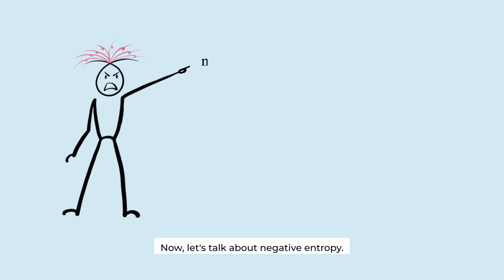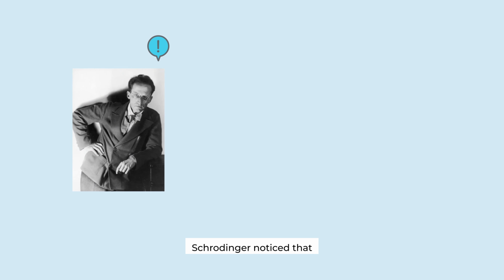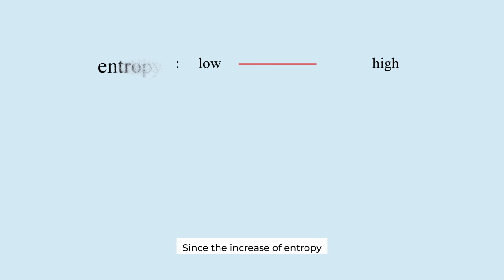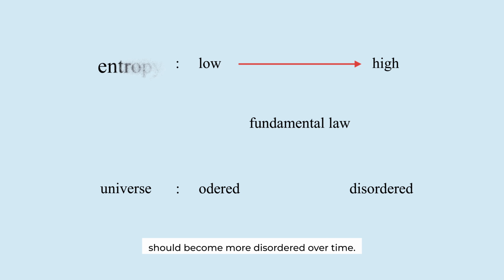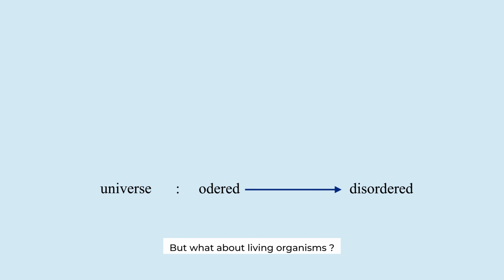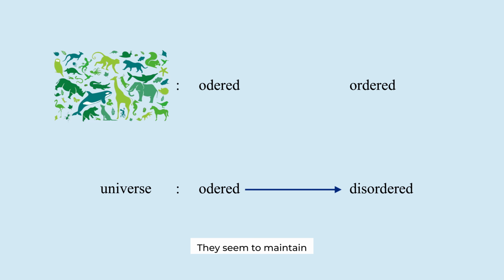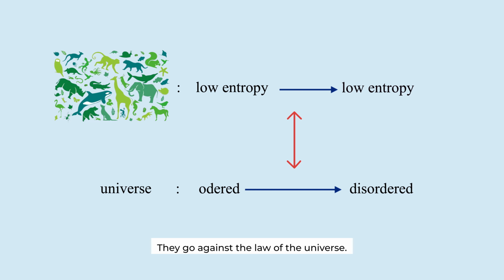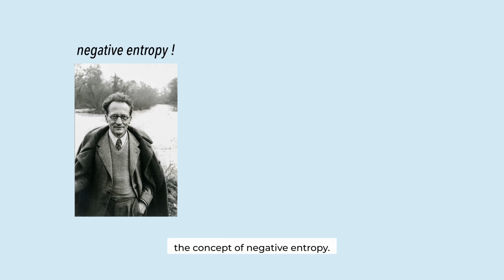Now, let's talk about negative entropy. Schrodinger noticed that there are entities in the universe that seem to defy this law: living organisms. Why? Since the increase of entropy is a fundamental law, everything in the universe should become more disordered over time. But what about living organisms? They seem to maintain or even enhance their level of order. Their entropy remains the same or decreases. They go against the law of the universe. How can this be? To explain this, Schrodinger came up with the concept of negative entropy.